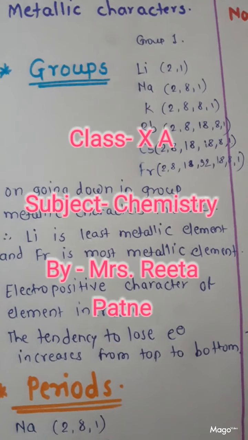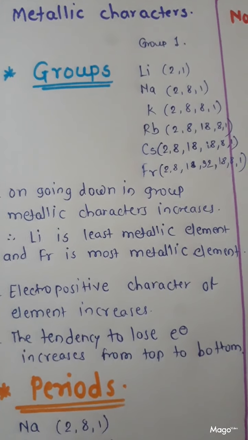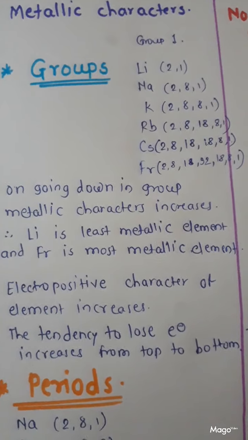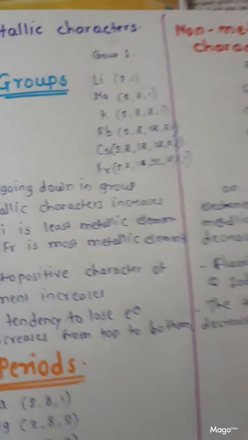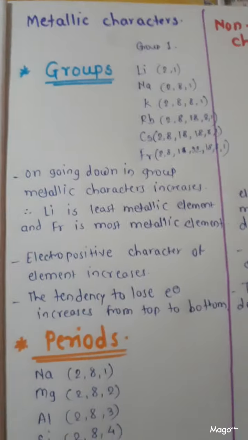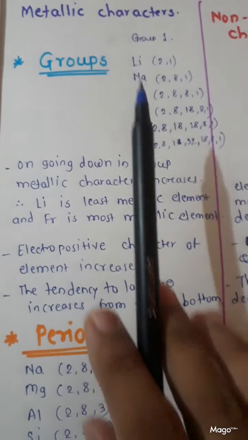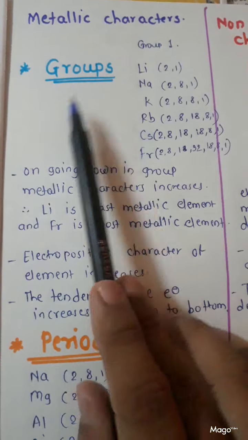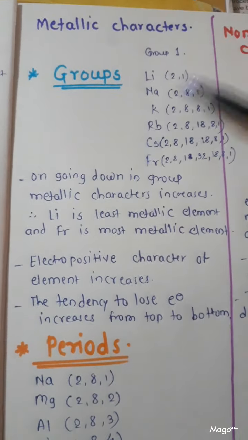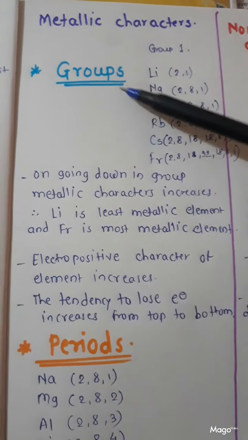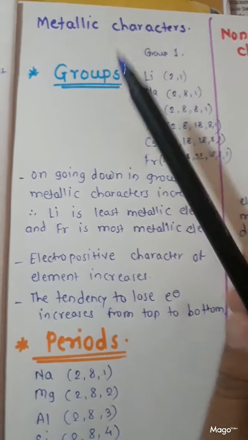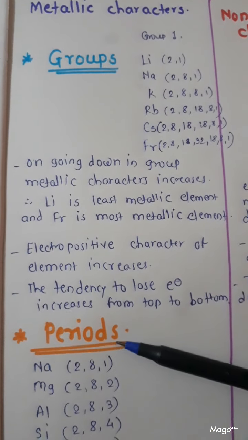Good morning, dear students. Today we are going to study one more trend in the periodic table, that is metallic character and non-metallic character. So what is metallic character and what is non-metallic character? I am going to explain metallic character by taking the example of the first group. First we will discuss what happens to metallic character in groups, and then we will discuss periods.